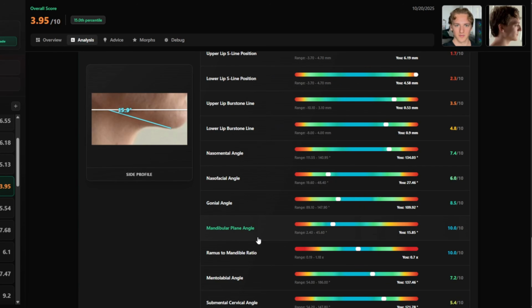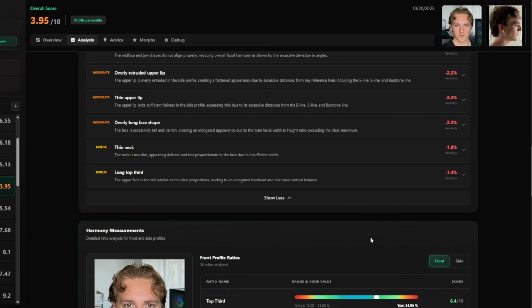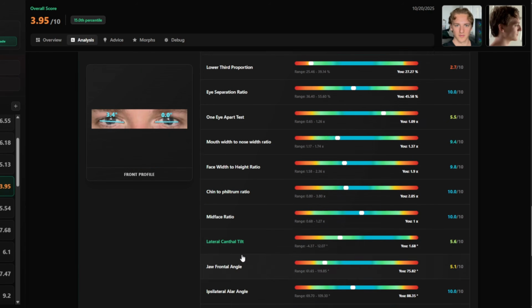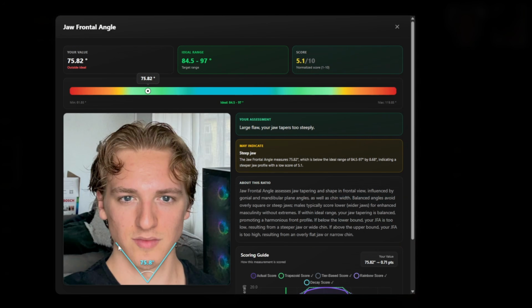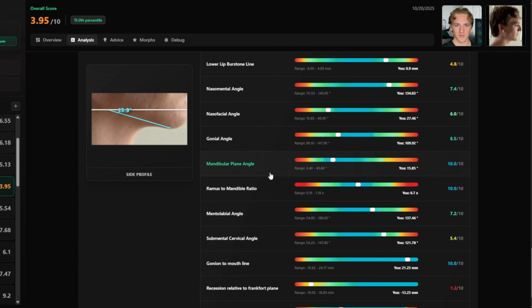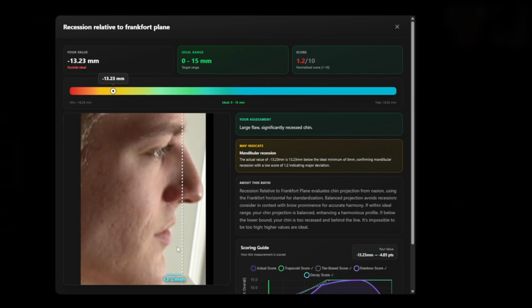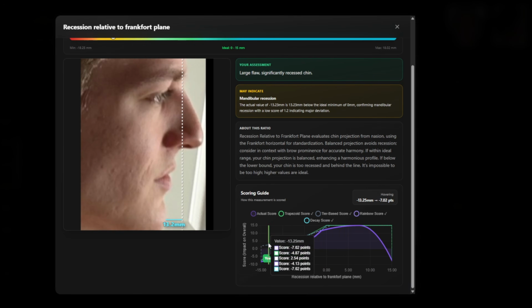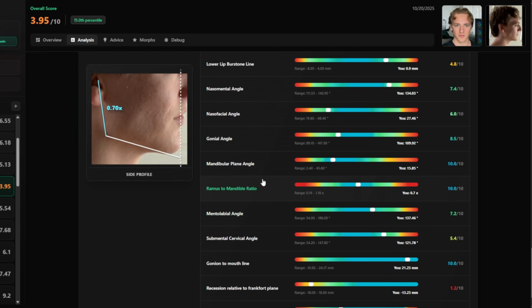So it's very interesting how different face shapes can indicate different flaws, which in his case, we looked at the front profile and his jaw frontal angle was overly steep. Usually a steep angle, especially a longer chin, is indicated by a higher mandibular plane angle, but in this case it's not. He has severe recession relative to the Frankfurt plane, which would be a line cut across here from his ear to his orbital region. And you can see that he has severe recession here via this assessment. So while some of his other assessments didn't flag this, this one did.